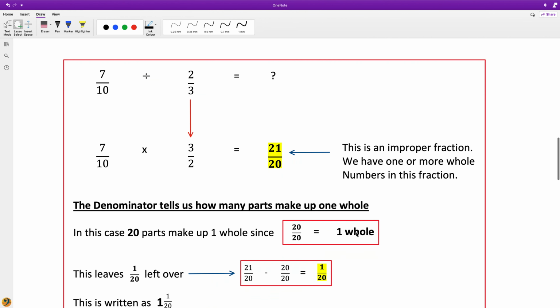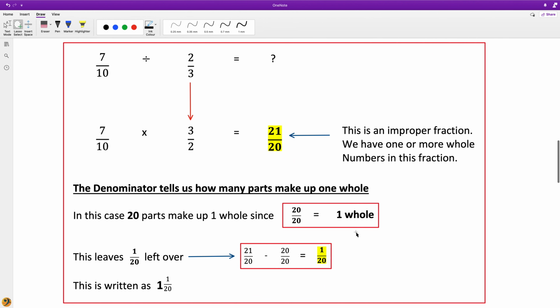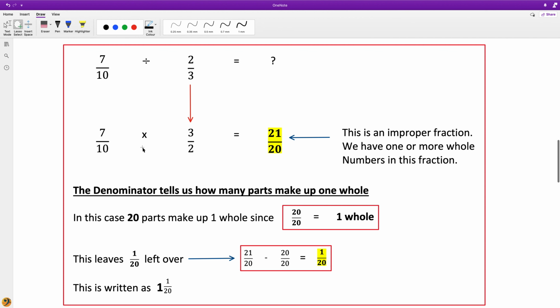So the next example we have here is 7 over 10 divided by 2 over 3. The first step when dividing fractions is to invert this fraction here and multiply. So we've gone ahead and done that.